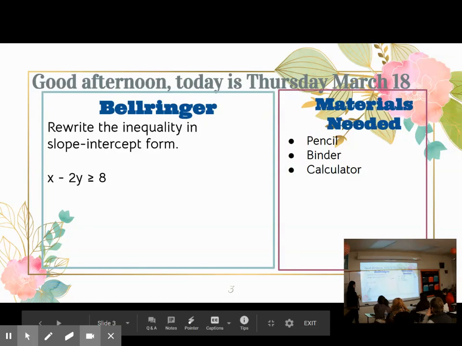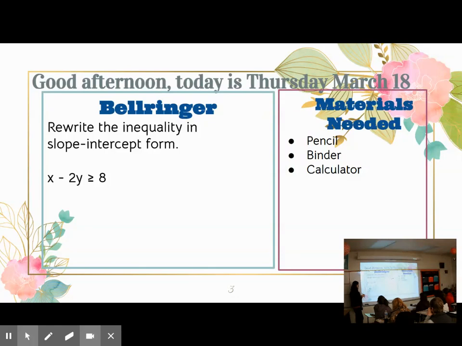You can go ahead and explain to the class how you did the bell ringer. I subtracted the x and moved it to the other side, so the y would be by itself. And then I divided everything by -2, and then we got y is less than 1/2 x minus 4. Okay, so you said y is less than or equal to 1/2 x minus 4.